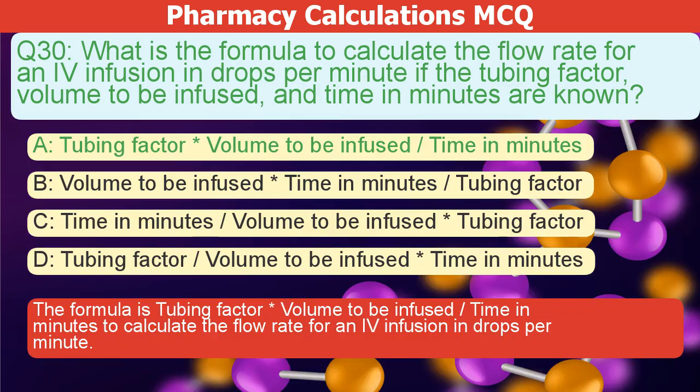The correct answer is A. The formula is tubing factor times volume to be infused, divided by time in minutes, to calculate the IV infusion flow rate in drops.